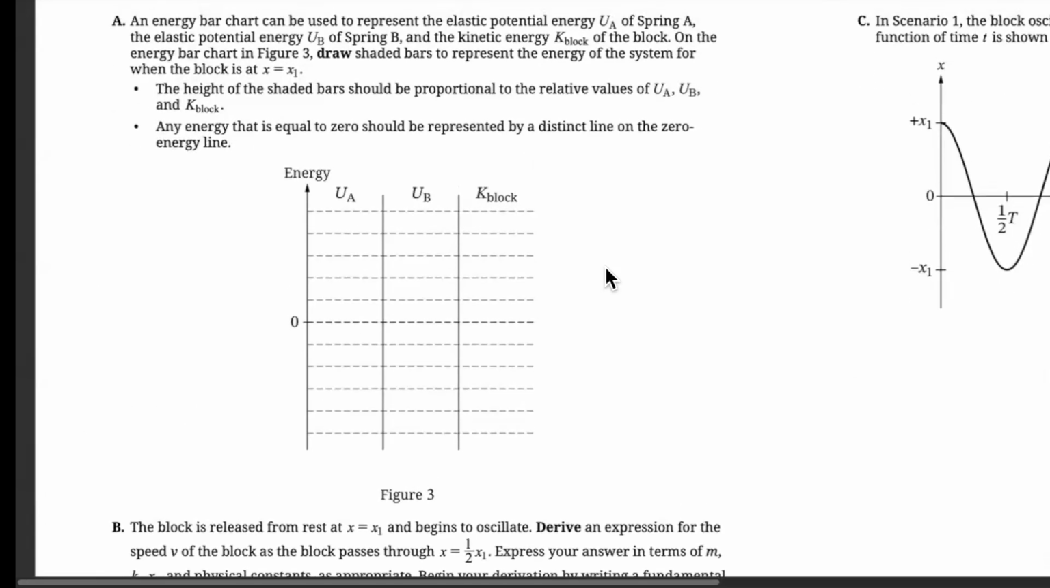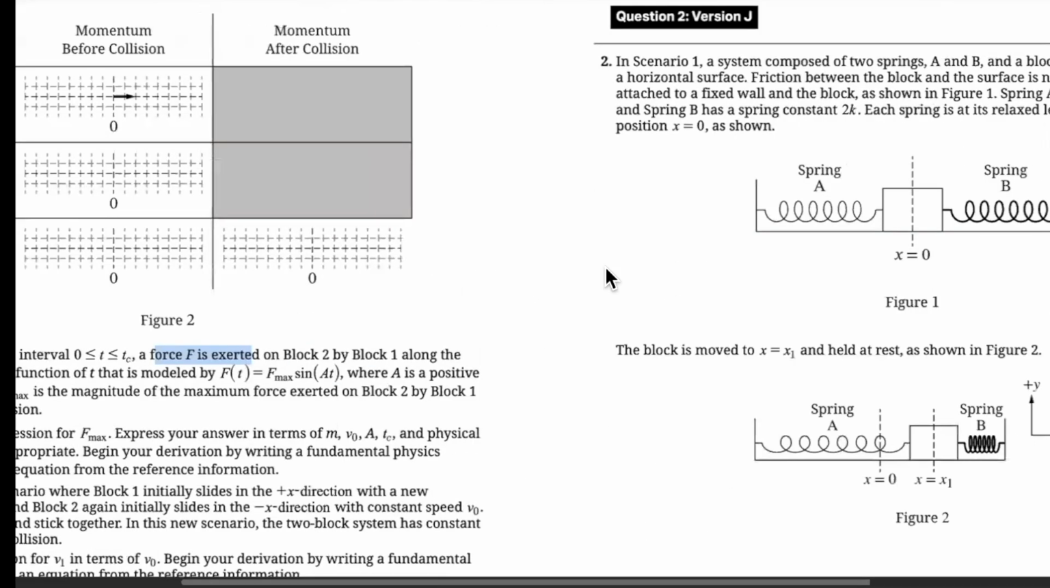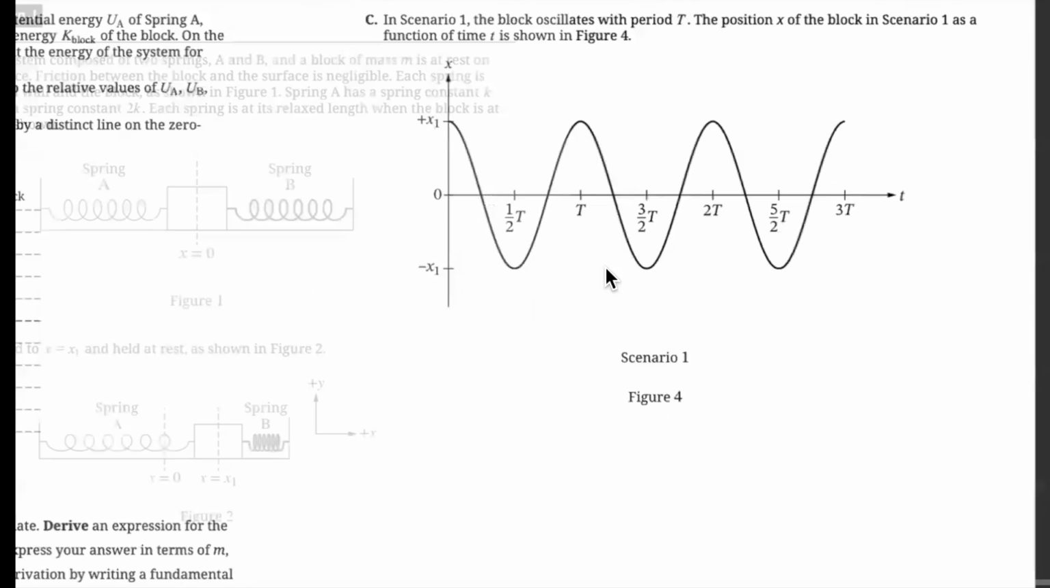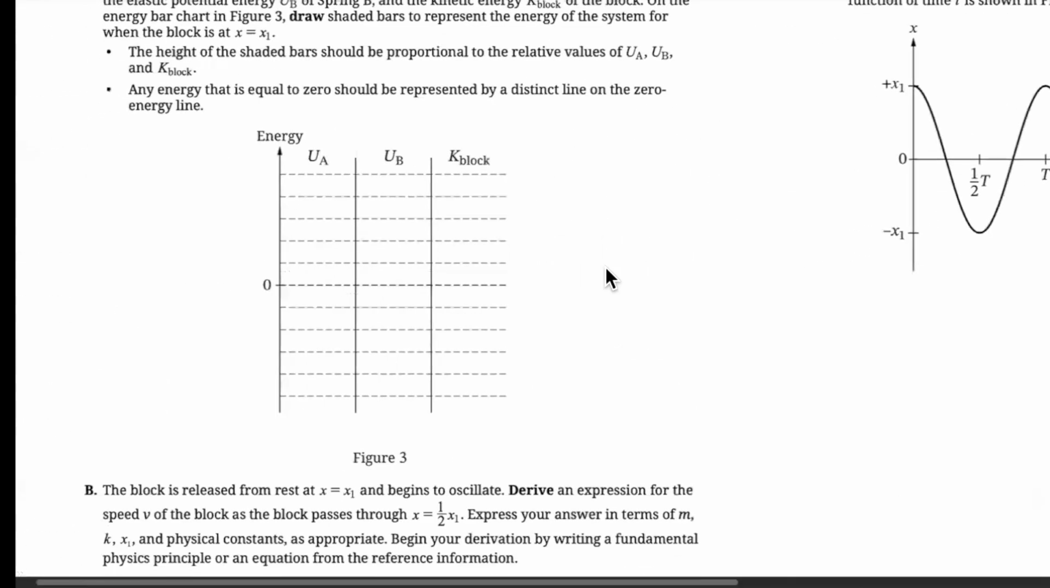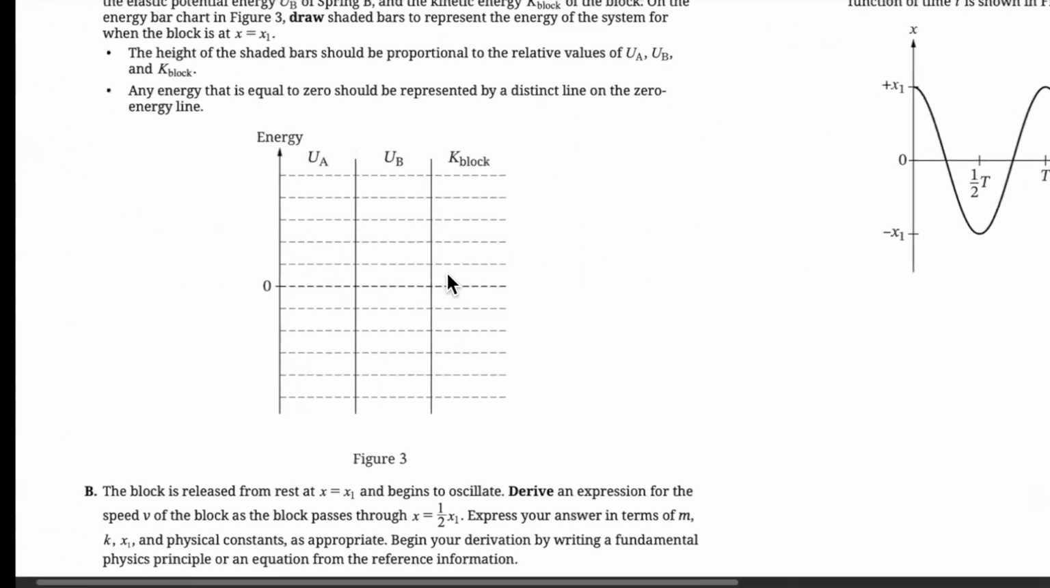So in the energy bar chart, we have two spring potential energies as well as kinetic energy of the block, and we have to draw when you have the block held at the position of x1. So it's held at rest, which means that there's no kinetic energy. So that one's pretty easy. No kinetic energy. So we'll just say that that one is 0.